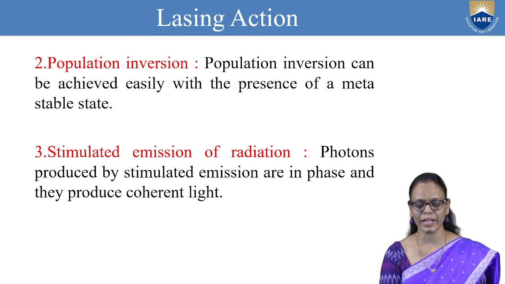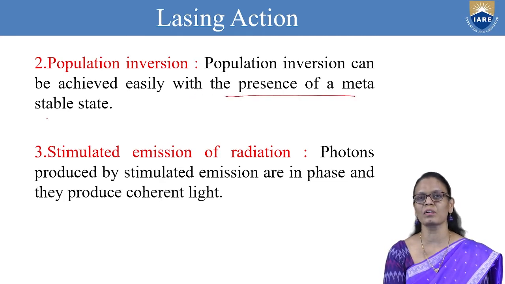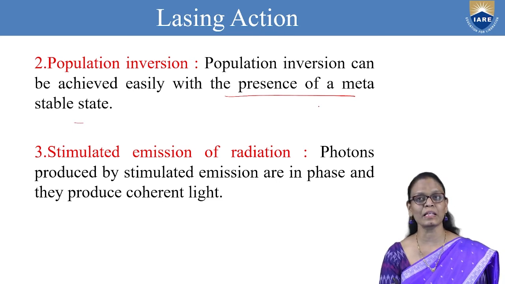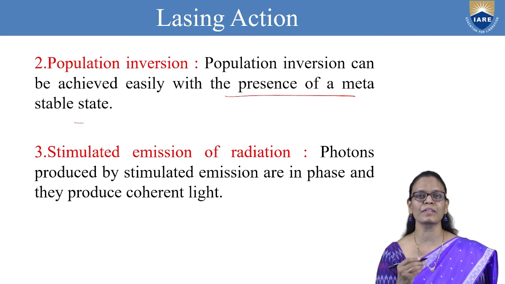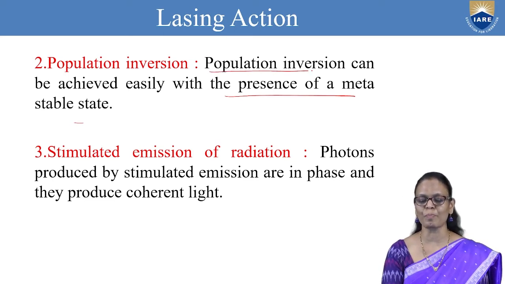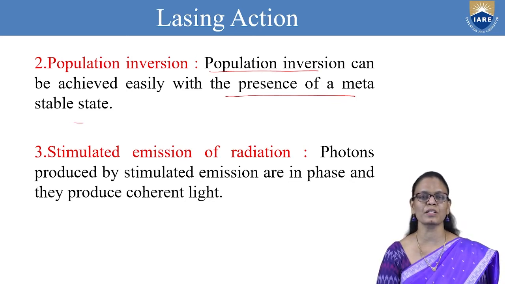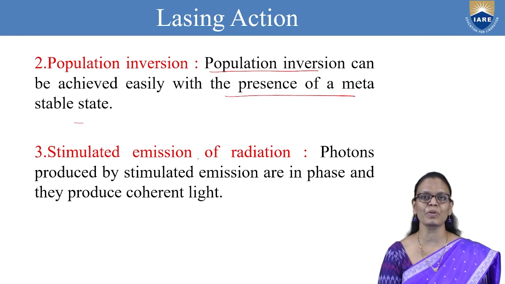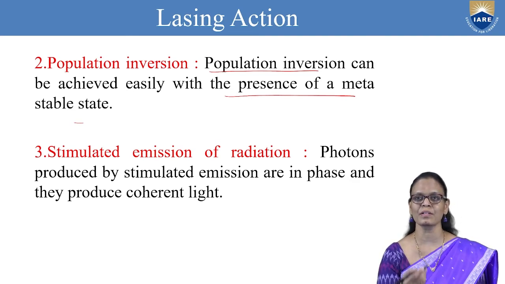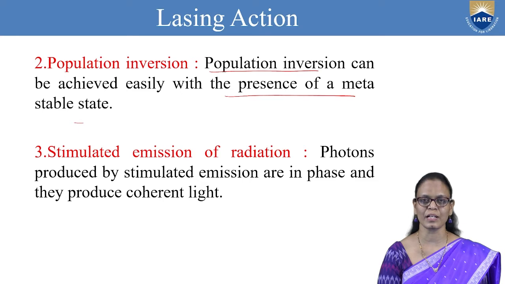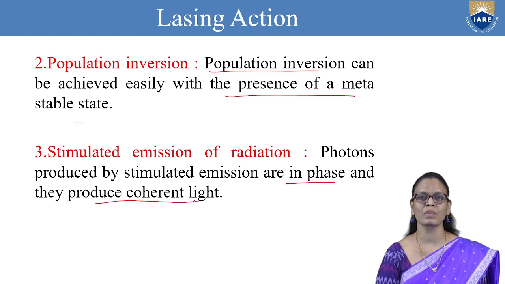Now, population inversion can be achieved with the presence of a metastable state. A metastable state where the atoms can stay for a relatively longer time. So when we have a metastable state, the condition of population inversion can be achieved very easily. Then once the condition of population inversion is achieved, we use stimulated emission. Means we will stimulate the atoms that are present in the excited state to make a transition to the ground state. And when the transition happens, the incident photon and the emitted photon are in phase and they produce coherent light.